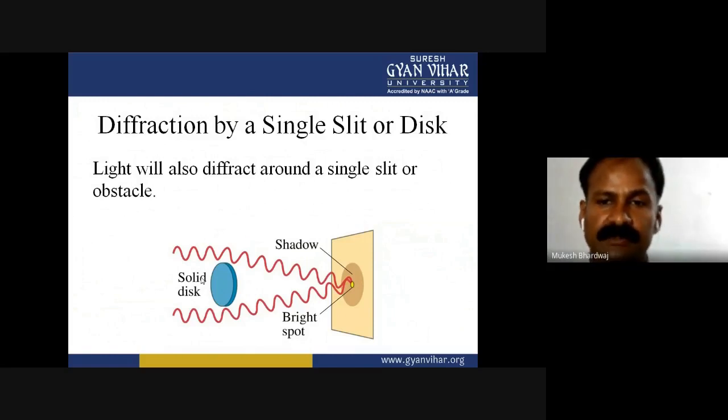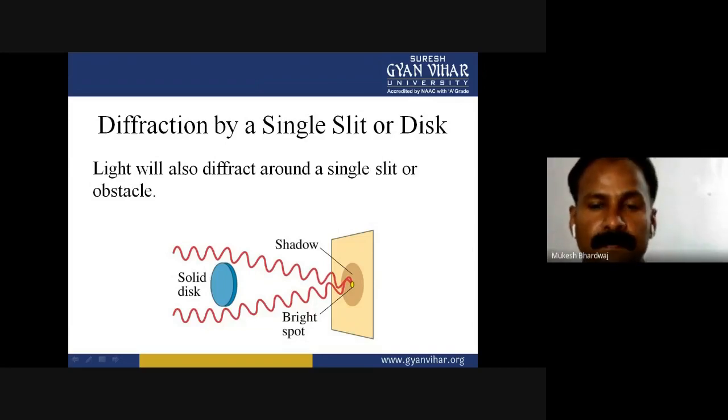Now, the diffraction by a single slit or a disk. Light will also diffract around a single slit or obstacle. If you place an obstacle in front of a sound source, sound is still heard behind the obstacle. It is possible only when the sound waves bend around the corners of the obstacle and reach the listener. The phenomenon of bending of sound waves around the corners of the obstacle is called diffraction of sound.